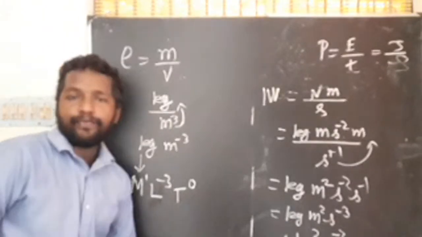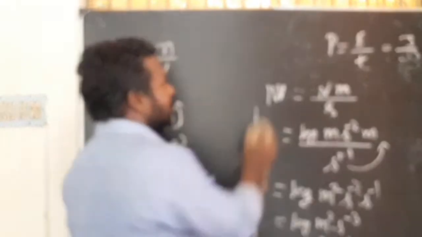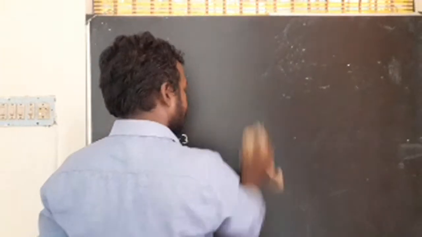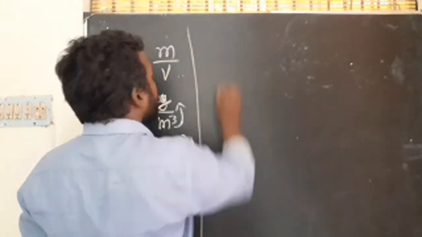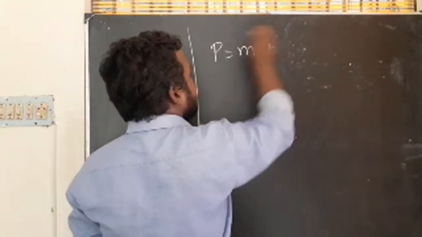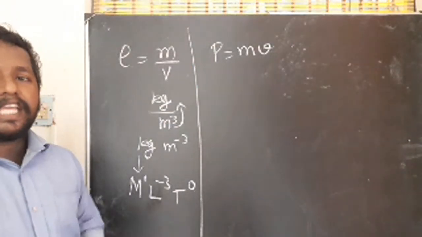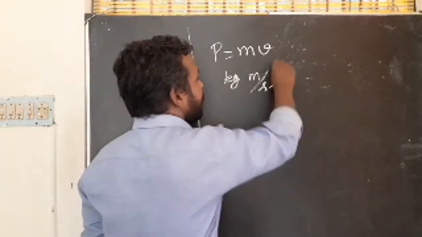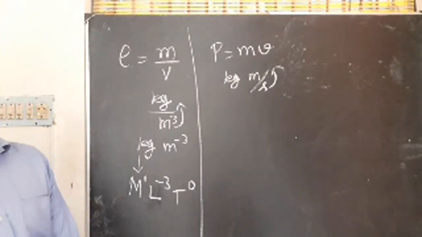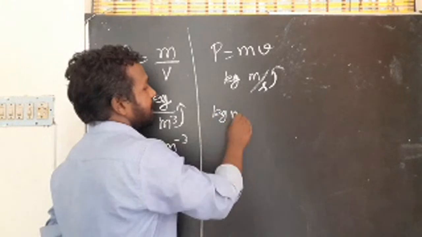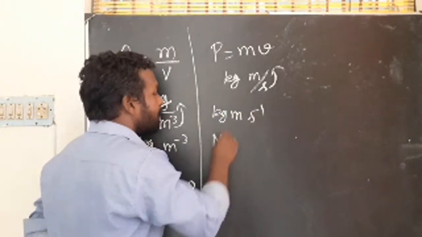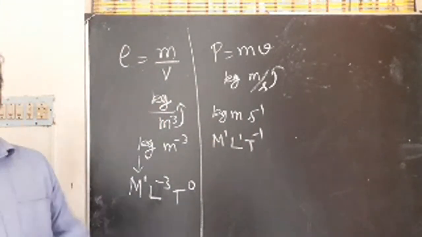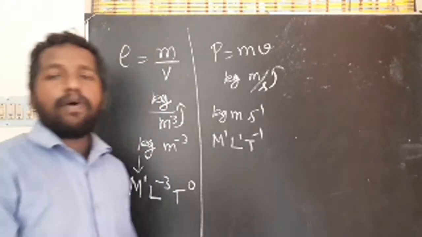Next one we are going to do is momentum. Momentum is equal to mass into velocity. What is the mass unit? Mass unit is kg. Velocity is meter per second. From the denominator, if you take second as numerator, second minus 1 will come. So kg meter second minus 1. The dimensional formula is M power 1, L power 1, T power minus 1. This is the dimensional formula for momentum. Now we learned the dimensional formula for momentum.